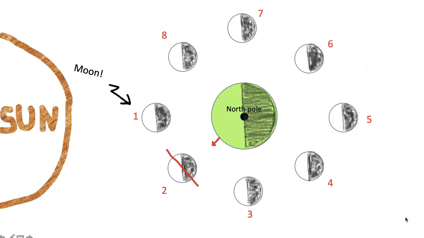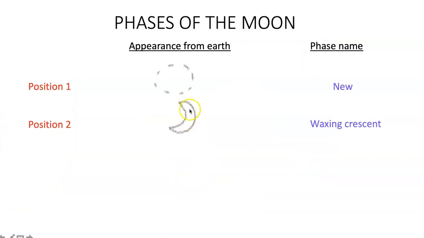In a couple days, the moon will have moved to position 2, and now something interesting happens. From our perspective on Earth, we'll see that actually a little portion of the moon is illuminated. From our perspective, it looks like the right side of the moon. It's not a lot of the moon, it's just a small portion. From our perspective, it will look like a crescent on the right side of the moon. And that is a waxing crescent.